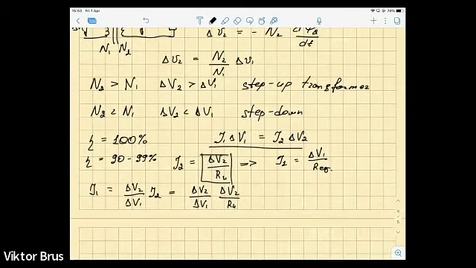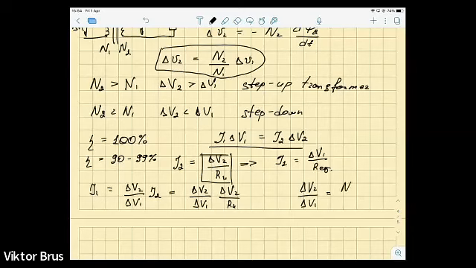So now the ratio between delta V2 and delta V1 should be equal, if we consider it from here. So delta V2 divided by delta V1 should be equal to N2 divided by N1.